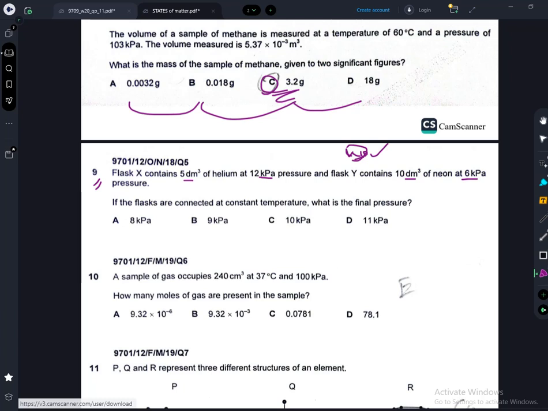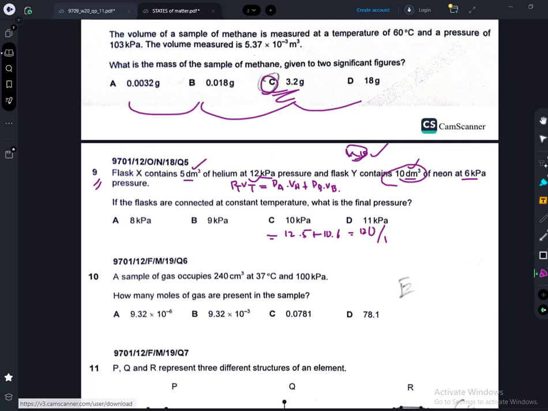Now, we apply the formula for partial pressure. Total pressure times total volume is equal to individual pressure and individual volume plus individual pressure and individual volume of the other gas. So this is 12 into 5 plus 10 into 6, this is 120, and the total volume would be 5 decimeter cube and again 10 decimeter cube, so this is going to be divided by 15. This equals 8, so 8 kilopascal. A is your right answer.